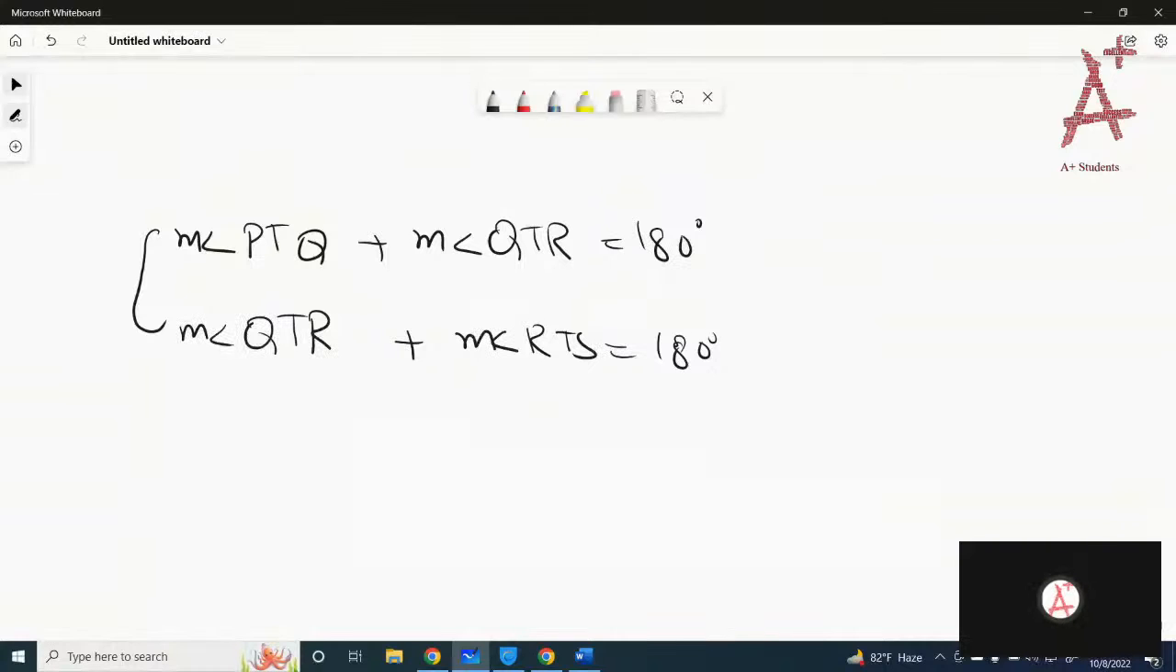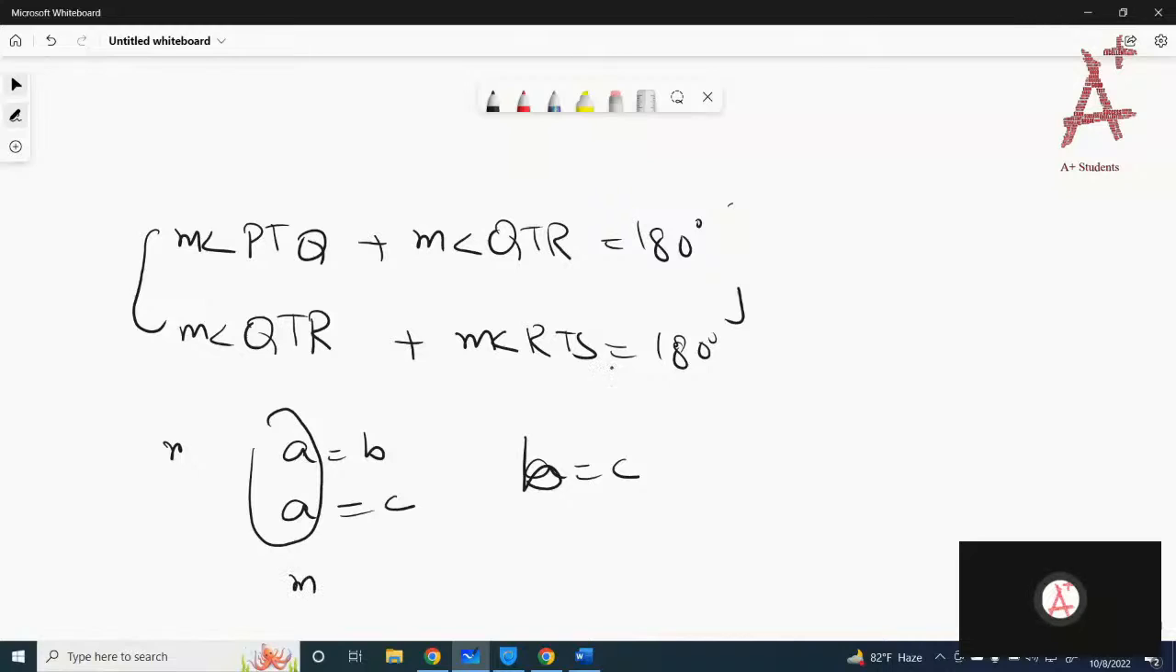It's a property, the transitive property. The transitive property is like this: if A equals B and A equals C, then B and C are also equal. One of them is the same. So here the same side is 180 degrees. That means both of them are equal. That means measurement of angle PTQ plus measurement of angle QTR is equal to measurement of angle QTR plus measurement of angle RTS. That's the transitive property of equality. Got it? That is the reason.